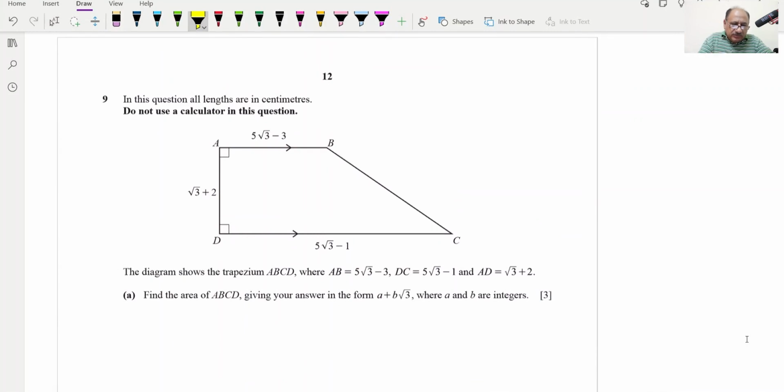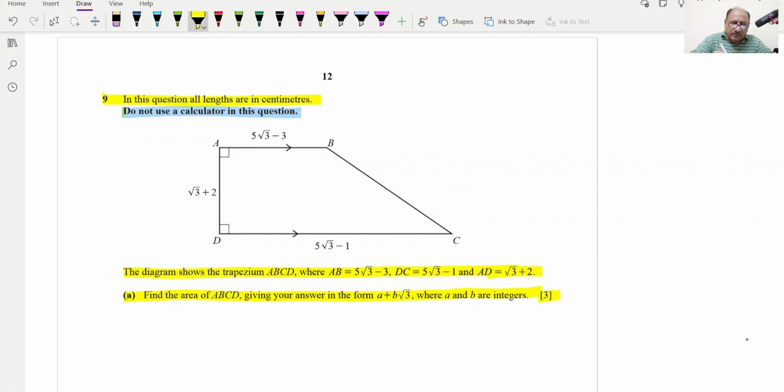Question number 9 says, in this question all lengths are in centimeters, and this is a very important instruction, and they are saying do not use your calculator in this question. So without a calculator we will be doing everything. And the diagram shows the trapezium ABCD, where AB is given, DC is given, and AD is also provided. Find the area of ABCD, giving your answer in the form given, where a and b are integers. This is a 3 marks question.